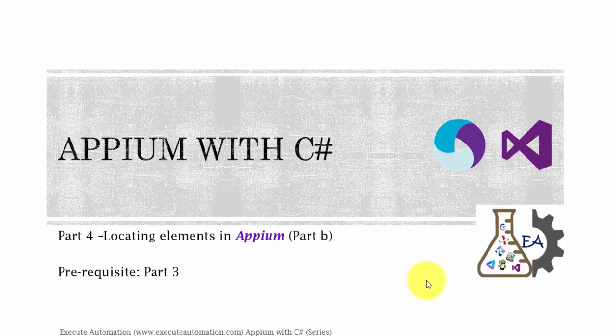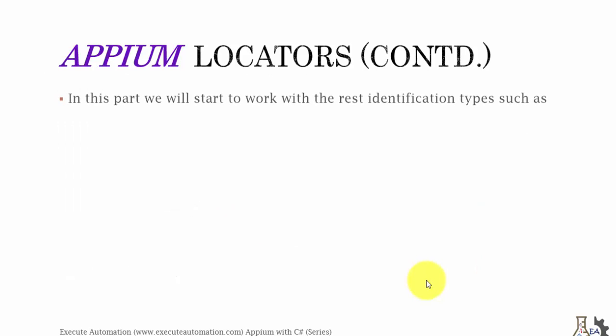This is a continuation of part 3, and in this part we are going to start locating the element in Appium with different locating attributes, with different locating identification properties. So in this part we are going to start working with the rest of identification types such as accessibility ID and class name. So let's not waste our time and flip to Visual Studio.